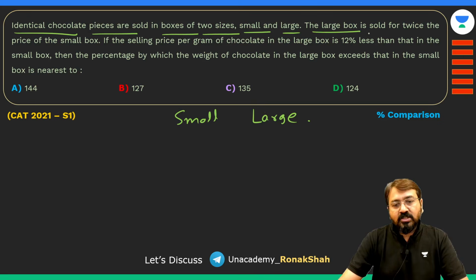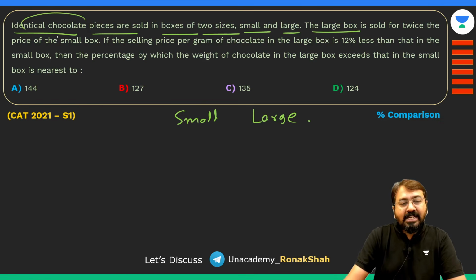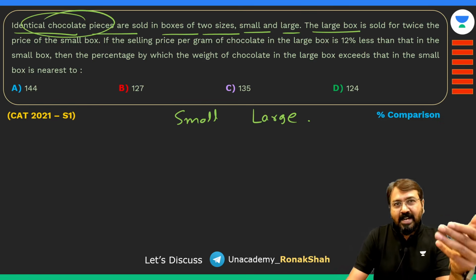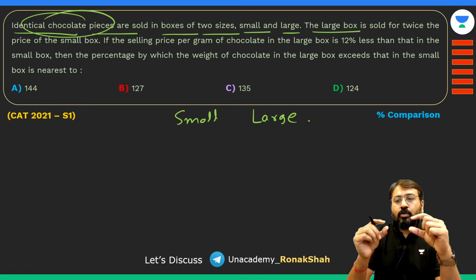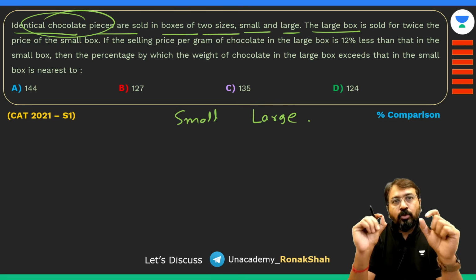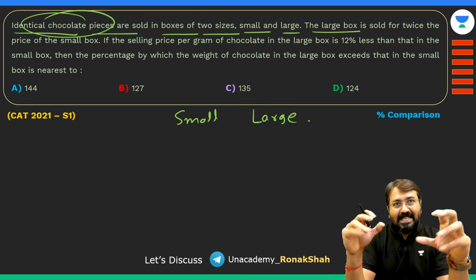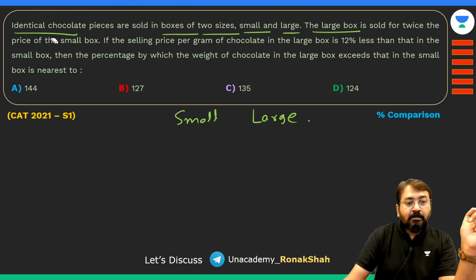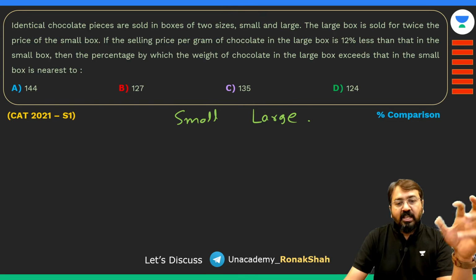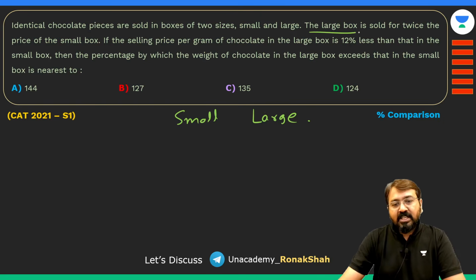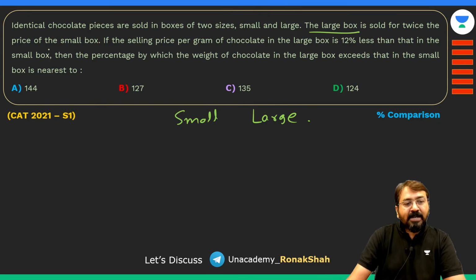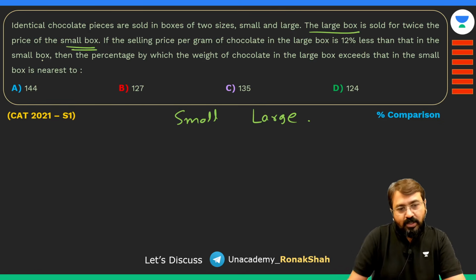The large box. Now why have they mentioned these identical chocolate pieces? So guys, what they are trying to say is that if I take out the pieces, the value of the pieces is the same, meaning their cost is the same, or the selling price actually is the same, right? But because you are packing in a different way, the selling price will be different. The large box is sold for twice the price of the small box. I don't know what the price is.